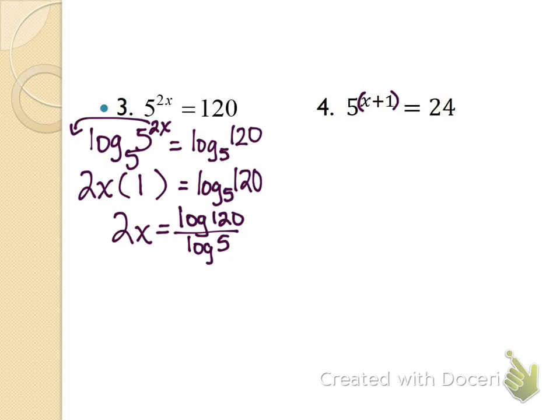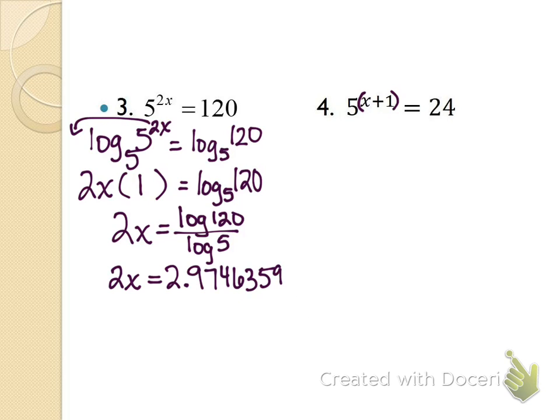Oh, 10. We didn't write a base down. That means we're working in base 10, which is why my calculator can help me out with this next part. The handy dandy calculator. Log 120, close parentheses, divided by log 5. So now we've got 2x equals, we should have gotten 2.9746359. It went on and on, right?